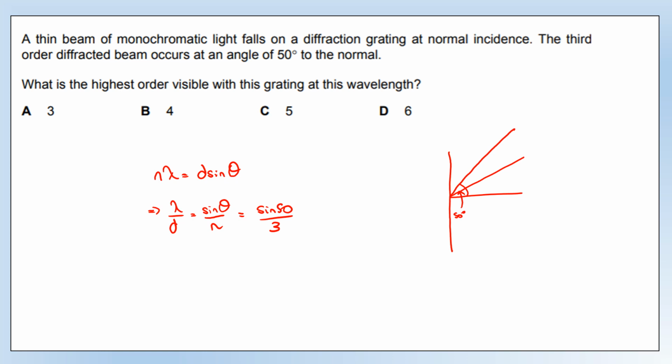The maximum order will be when theta is 90 degrees, which means that sine of 90 over n is going to be equal to sine 50 over 3. Because remember, sine 50 over 3 is what lambda over d is equal to. Sine of 90 is 1, so that means that basically n is going to be 3 over sine 50. So let's actually do this calculation. 3 divided by sine of 50 gives you 3.91. Although it might be tempting to round that up to 4, that means we can't see the fourth one, so it's going to be answer A.